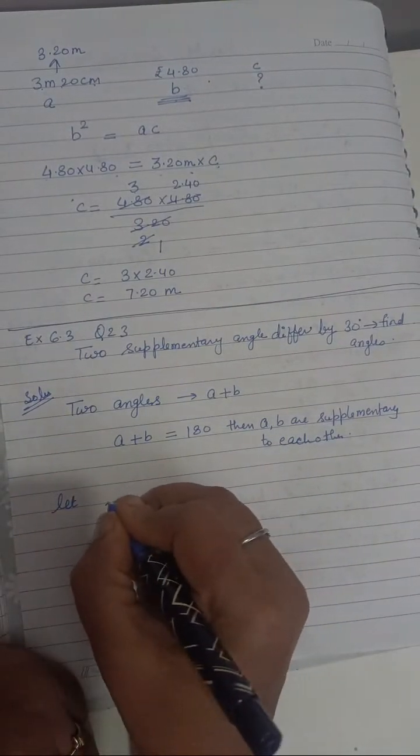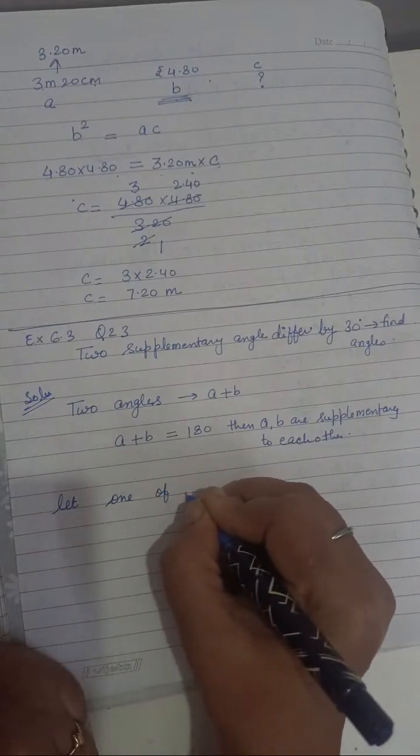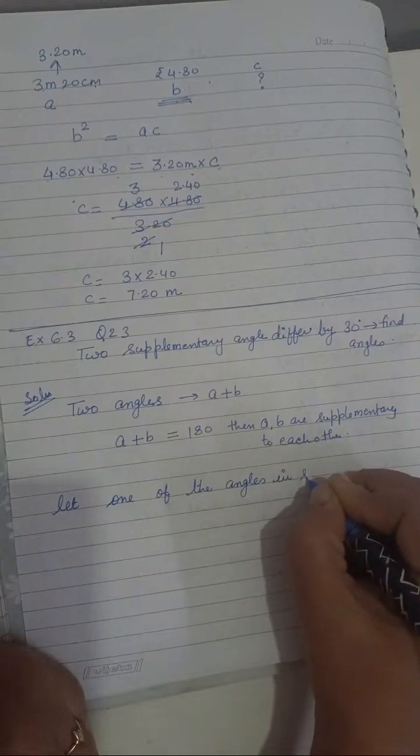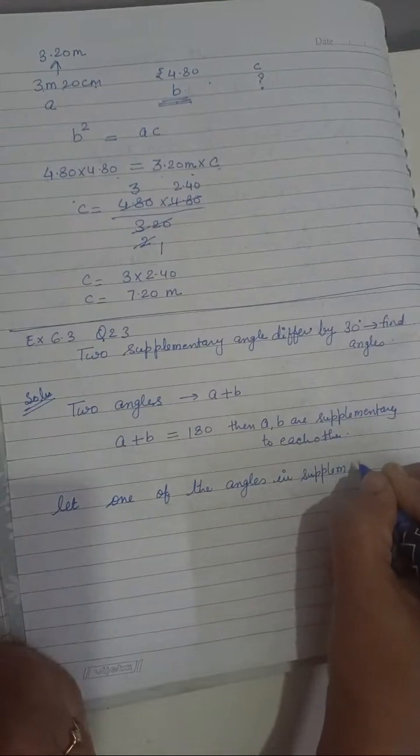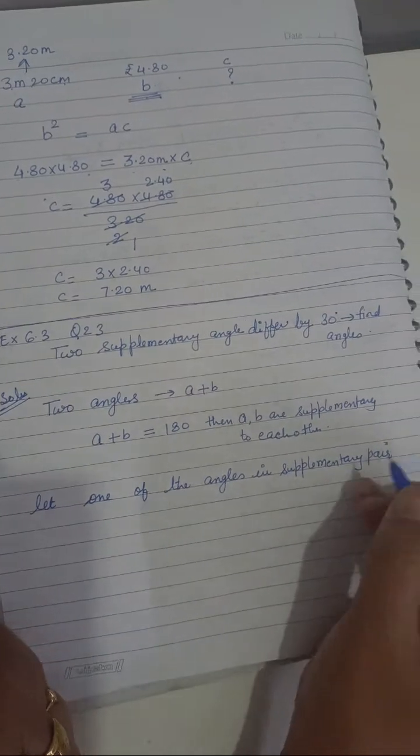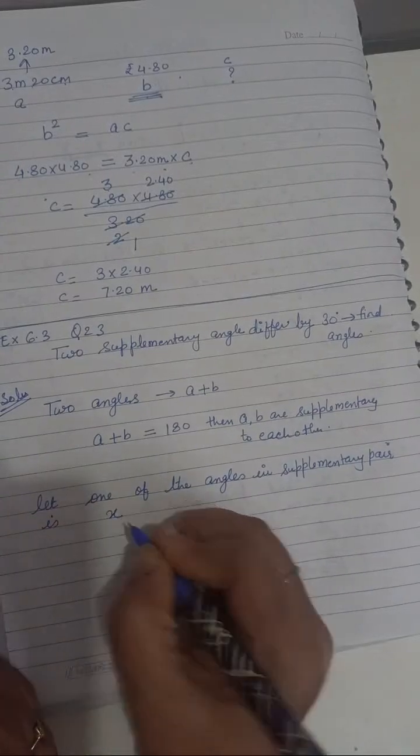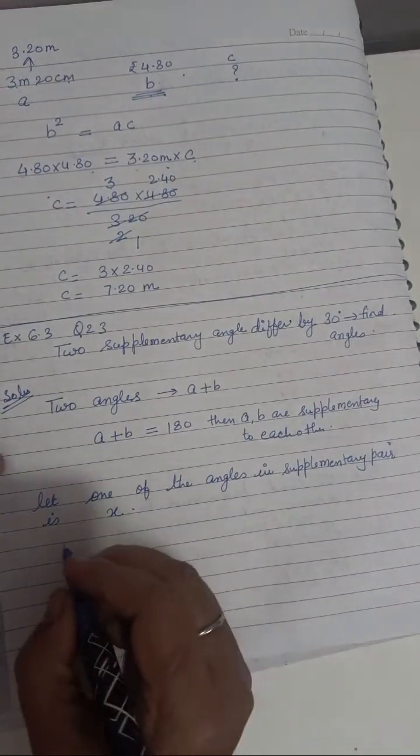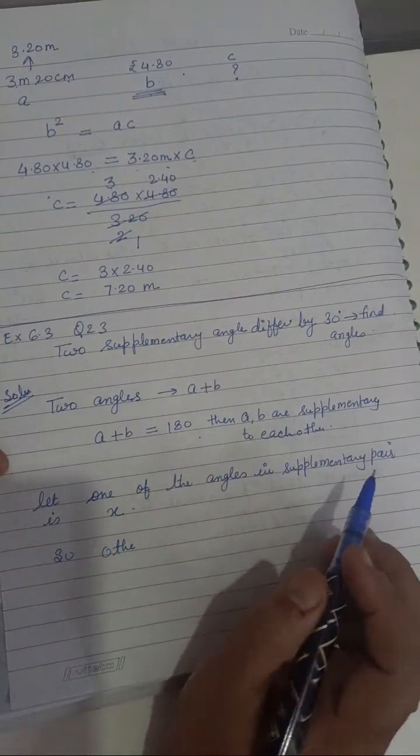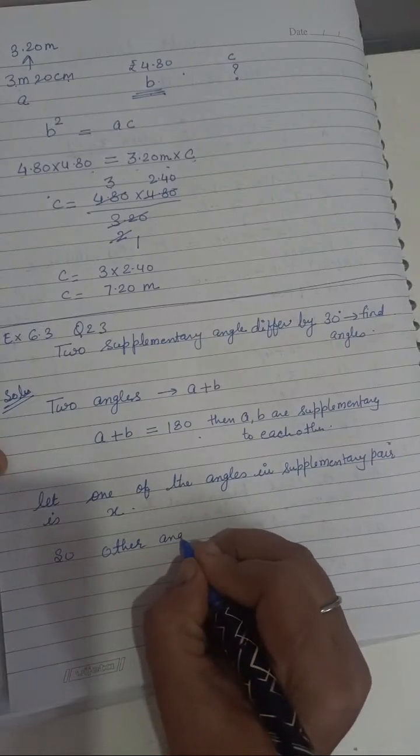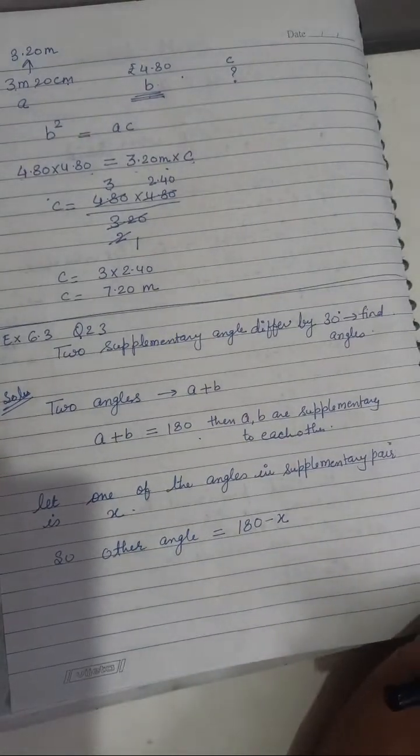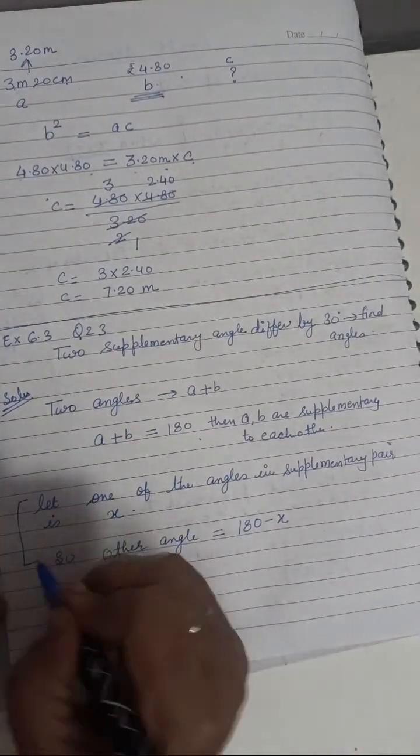Let one of the angles in supplementary pair is x. ठीक है, so other angle, as the sum of these two is 180 degree, so other angle will be 180 minus x. This is the first step that you have to do.